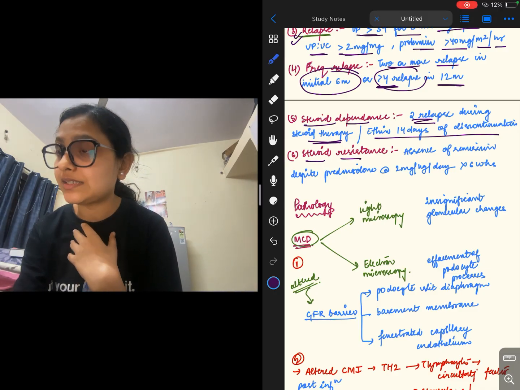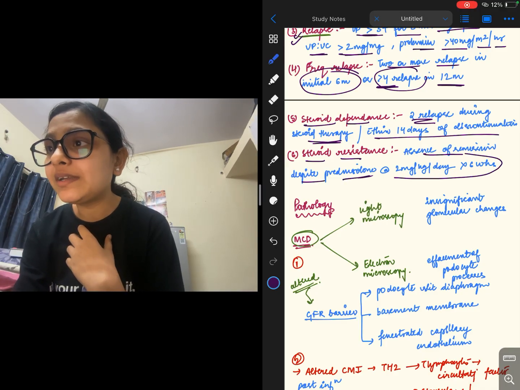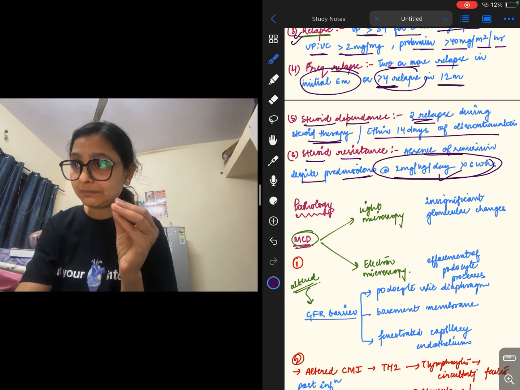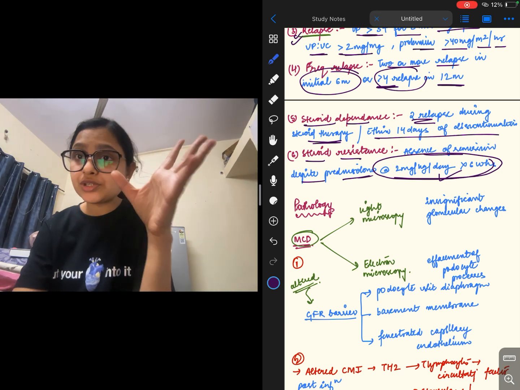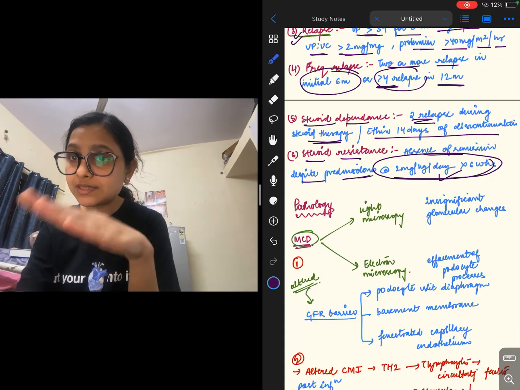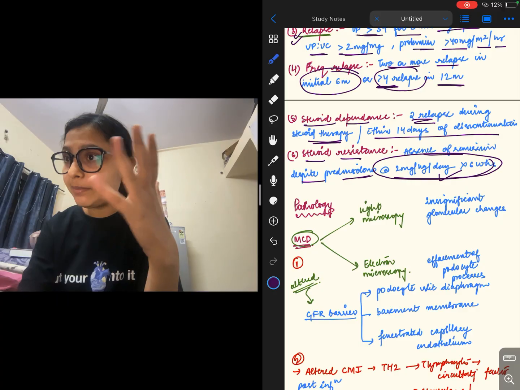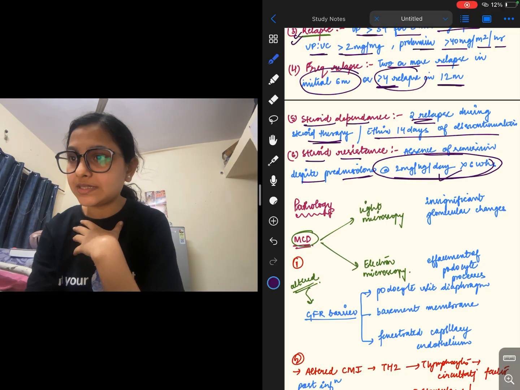Then comes steroid resistance. It is the absence of remission despite prednisolone. If you give prednisolone at the rate of 2 mg per kg per day for 6 weeks and still remission did not take place, you are still seeing proteinuria, you are seeing edema and all that, that means there is steroid resistance.